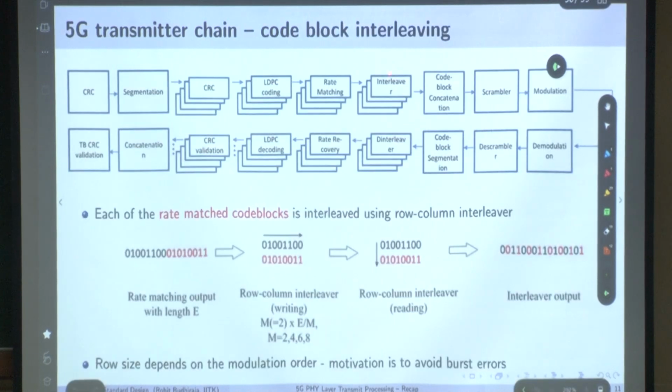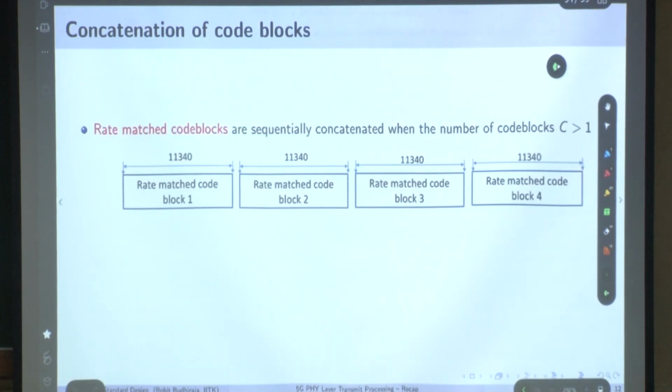So what follows this interleaver module is the code block concatenation. One of the simplest modules, a half-day job for you to code. What is this? You put these code blocks together, and this happens when the number of code blocks is greater than 1. Otherwise, this will always be a pass through, if C is equal to 1.